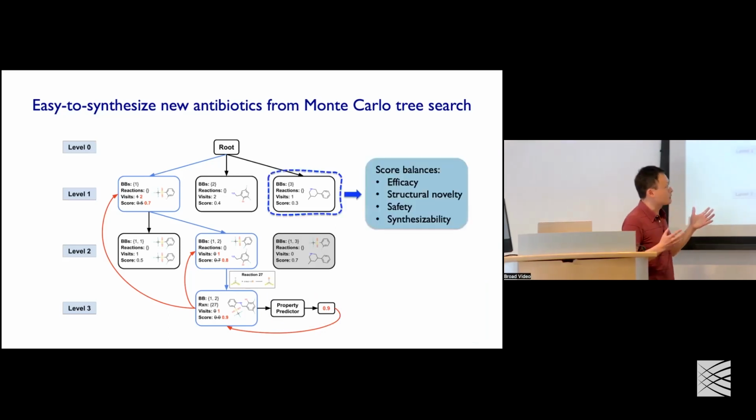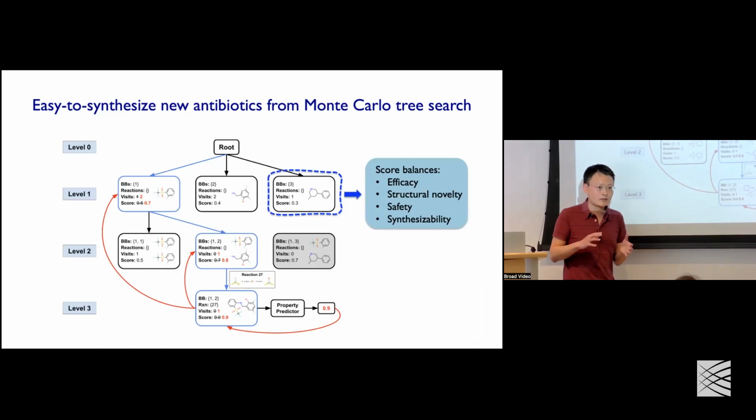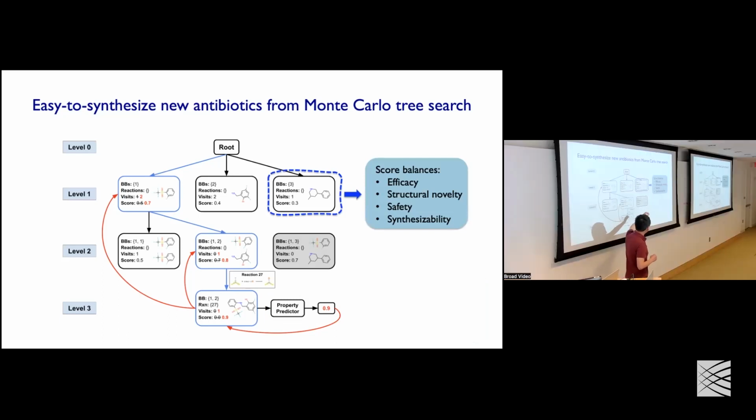And when we're doing this search, we're trying to balance these different competing objectives. So you want the molecules we generate to have high efficacy, to be effective in killing these bacteria, killing pathogens. We also want them to be structurally novel, different from anything that people have synthesized before, and safe for humans. And importantly, we want this whole process to be highly efficient in terms of synthesizability. Again, we want molecules that are easy to produce.